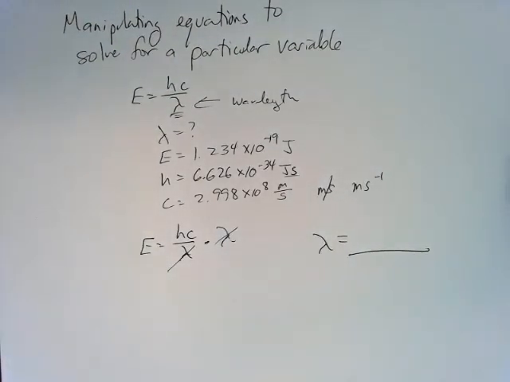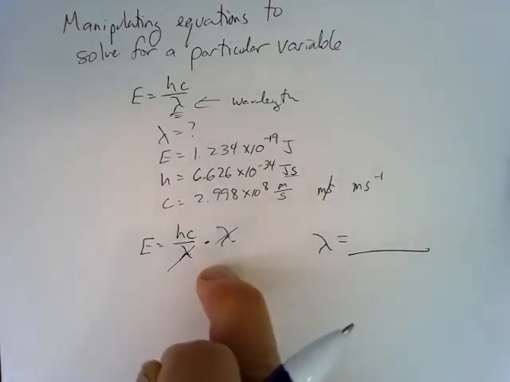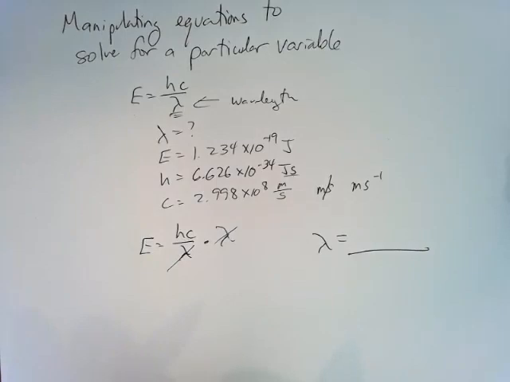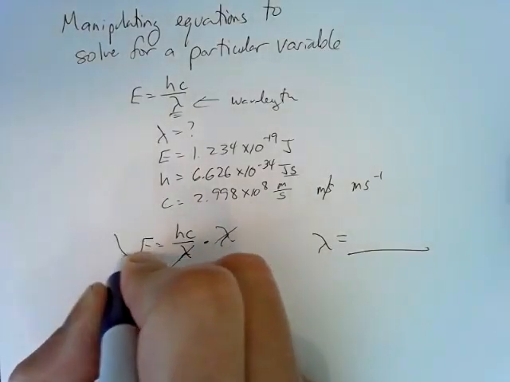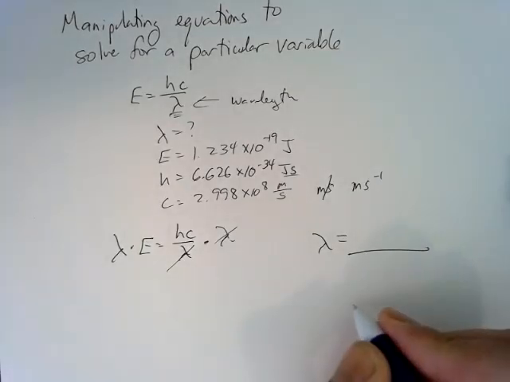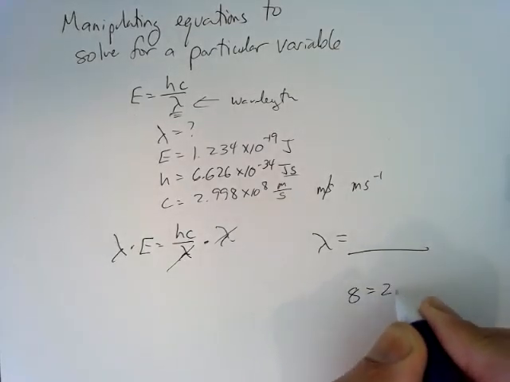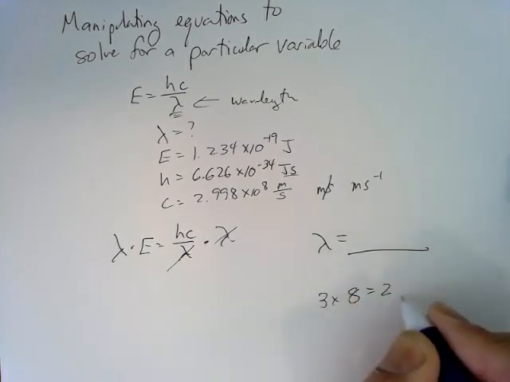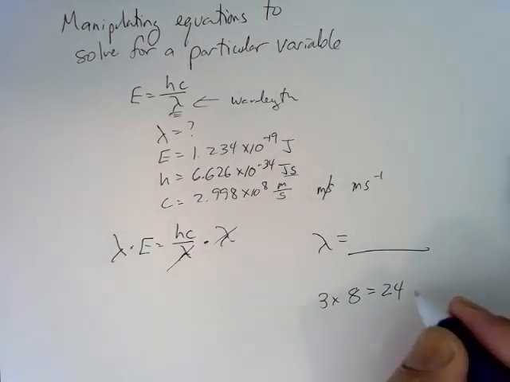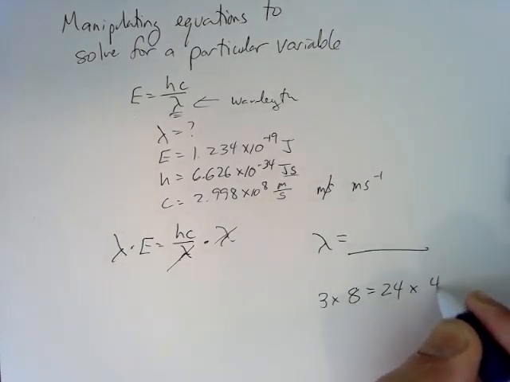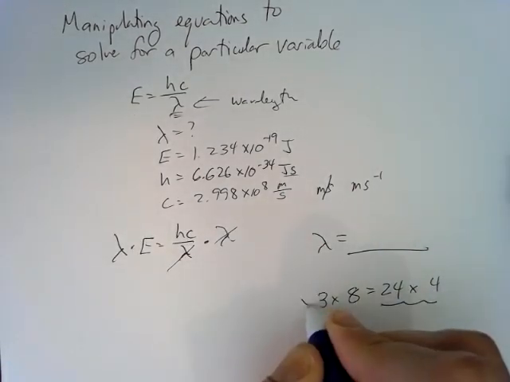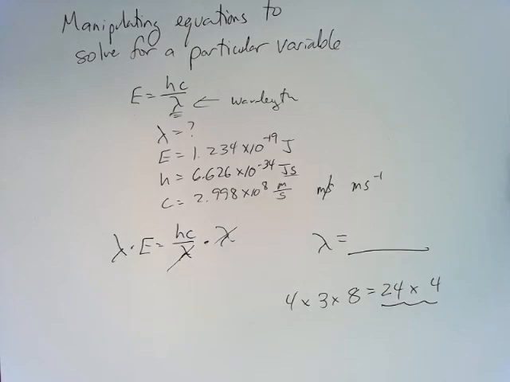Now, you might remember from math classes that if we multiply one side of an equality by something, we also have to multiply the other side of that equality by the same thing. So we'd also have to multiply this side by wavelength. It's identical to saying something like 3 times 8 is equal to 24. Now, if I multiply just one side by, say, 4, I no longer have an equality. But if I multiply this side by 4 as well, I still maintain the equality.